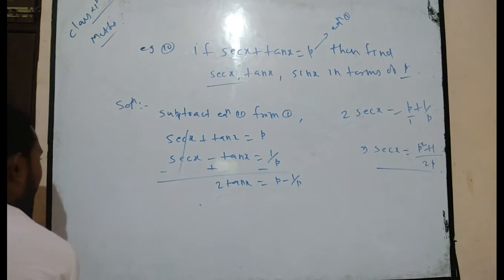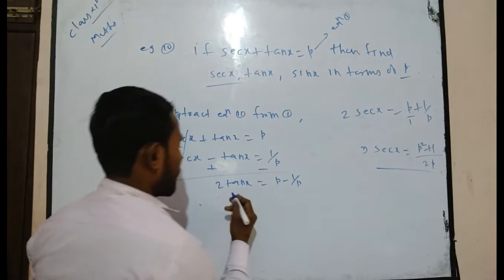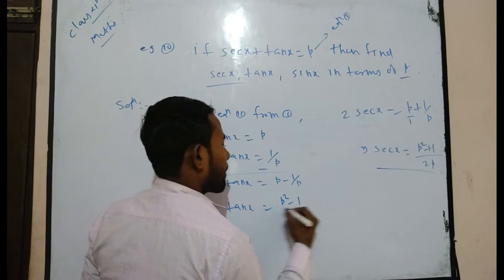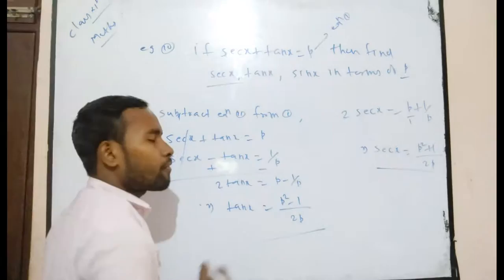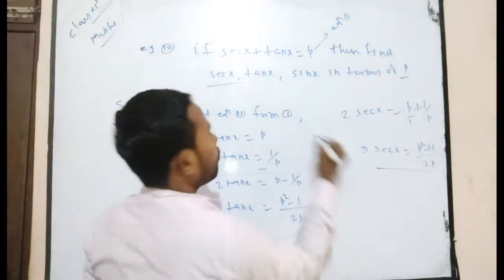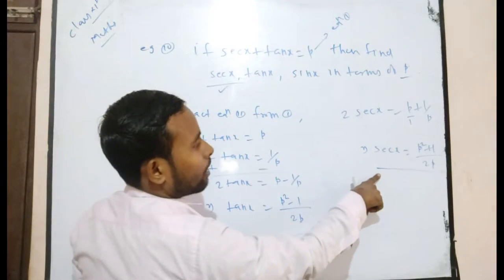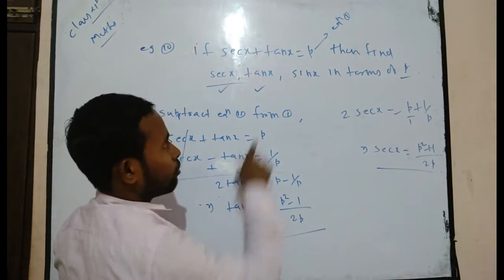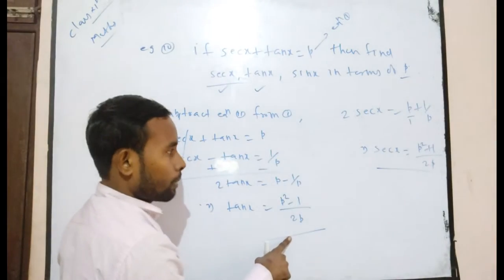Here, 2 tan x is equal to p minus 1 upon p. So you can write here tan x is equal to p square minus 1 divided by 2p. It is the value of tan x. That is, you have got sec x, you have got sec x. Here, tan x is equal to p square minus 1 upon 2p.